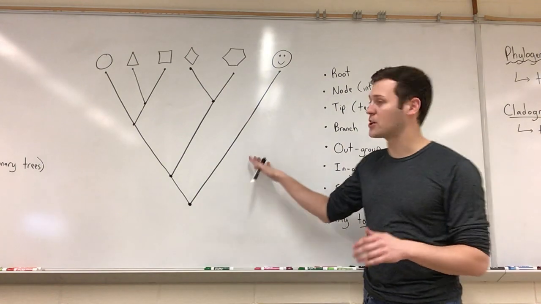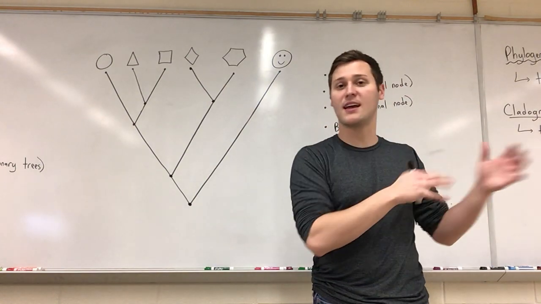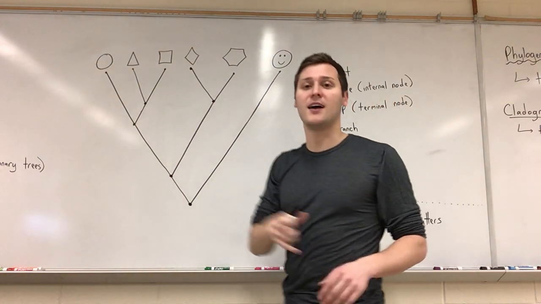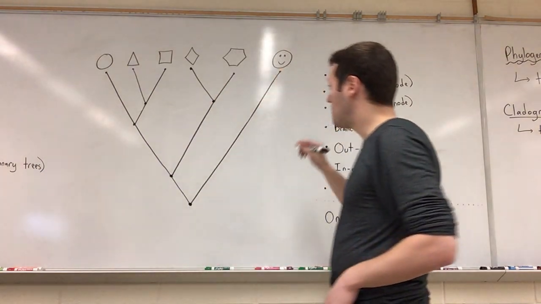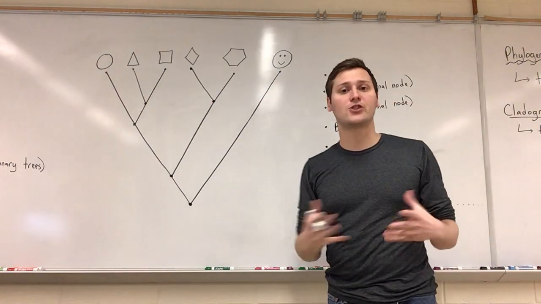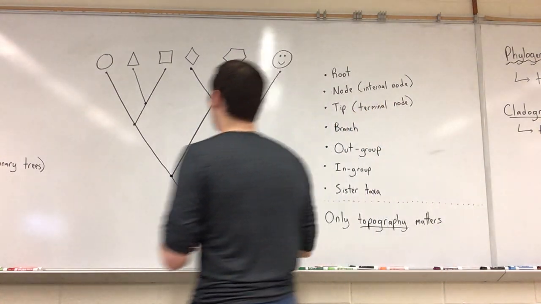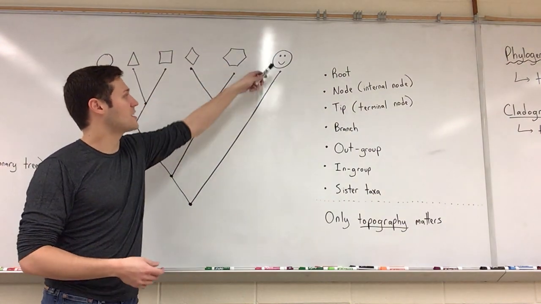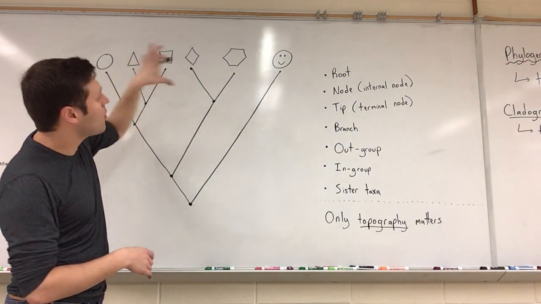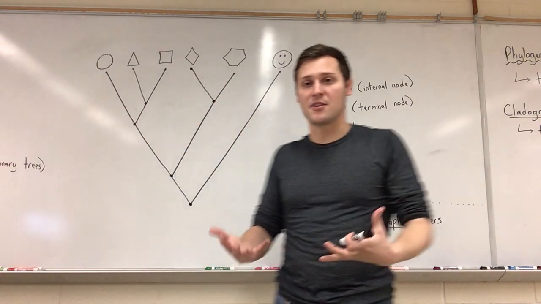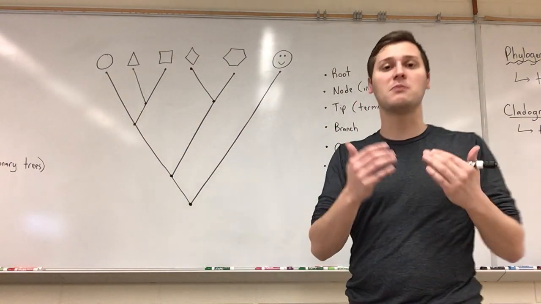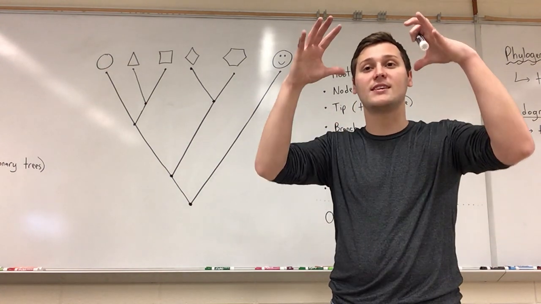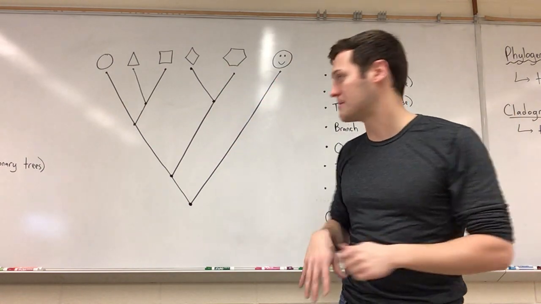So this is a picture that I tried drawing that resembles an image in your notes. I would say find this image in your notes and then mark it up as I do on the board. Here is a tree that shows the relatedness between several species. We have species circle, triangle, square, diamond, hexagon, and then smiley face. Now here, all these species are related ultimately together, and they share a common ancestor, but some might be more closely related than others. That's what a phylogenetic tree or cladogram seeks to answer. What is the relatedness between species?